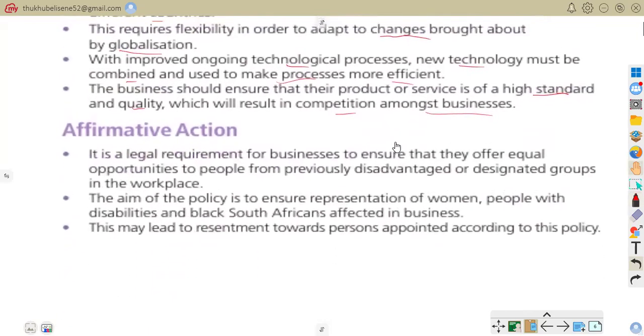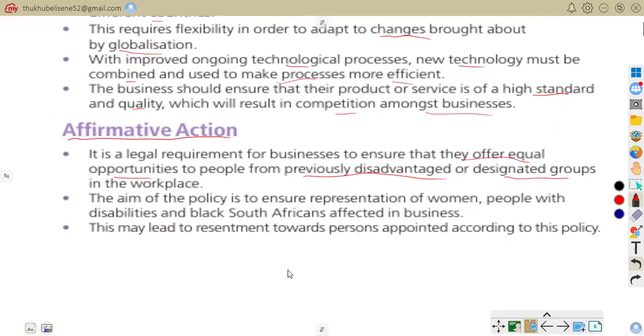So now coming to affirmative action. With affirmative action, we're talking about ensuring equal opportunities for disadvantaged groups. This is where we are making sure that those previously disadvantaged groups are now going to be able to access equal job opportunities. As it says, it is a legal requirement for business to ensure that they offer equal opportunities to people from previously disadvantaged or designated groups in the workplace.